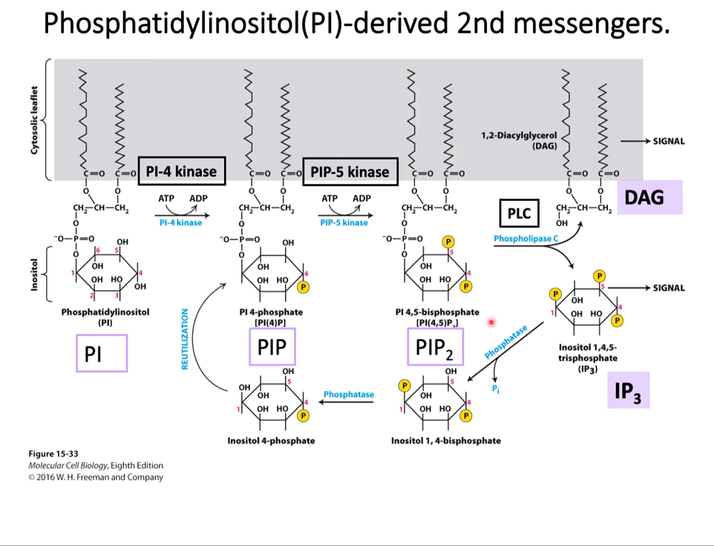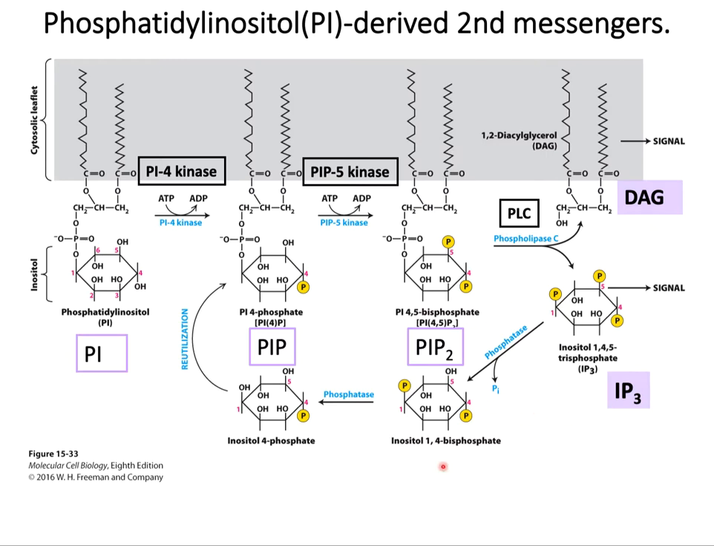Now, what's the origin of the PIP2? We have to go back several steps. PIP2 is made from phosphatidylinositol or PI through the action of PI4 kinase, resulting in the PI4 phosphate or PIP. Then the PIP can be phosphorylated by the PIP5 kinase to result in PIP2. And then for our discussion in signaling, PIP2 can be cleaved by phospholipase C to form diacylglycerol, which is also known as DAG, and IP3.